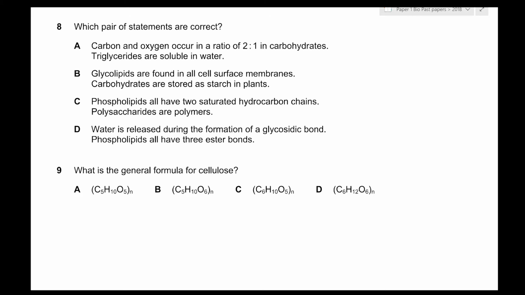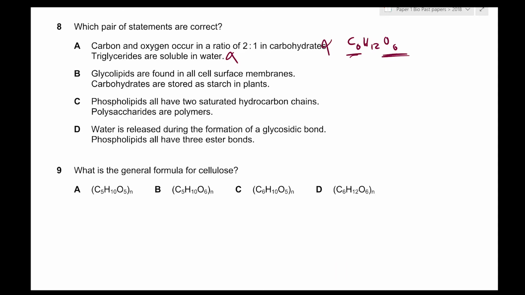Number 8. Which pair of statements are correct? A. Carbon and oxygen occur in a ratio of 2 to 1 in carbohydrates. Now let's take glucose as an example, C6H12O6. Therefore, as you can see here, they occur in 1 to 1 ratio. Therefore, they're in 1 to 1, and this is incorrect. Now, triglycerides are soluble in water. They're insoluble. This is incorrect. Why? Because they are hydrophobic. They might be soluble in ethanol, for example.